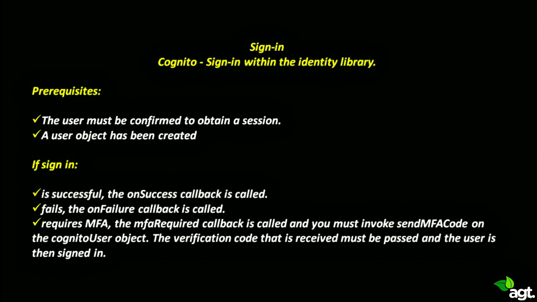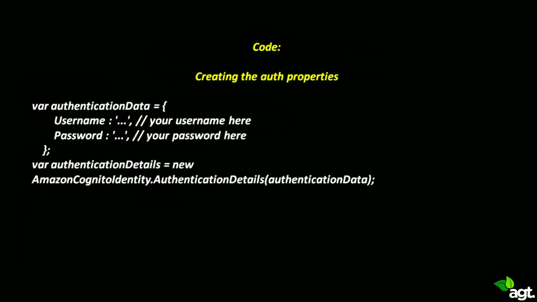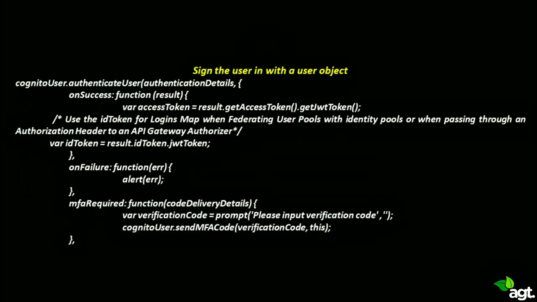In the sign in process, if it is successful, the onSuccess callback is called, and if it fails, the onFailure callback is called. If it requires MFA, the MFA required callback is called, and you must invoke sendMFACode on the Cognito user object, and the verification code that is received must be passed when the user signs in. So the code will be creating the authorization process, and the properties code will be like this, to sign the user in with the user object. The code has been given here.